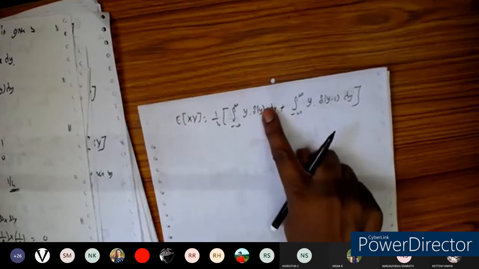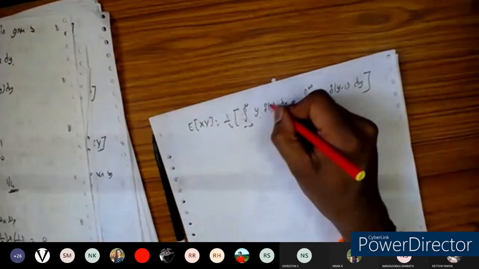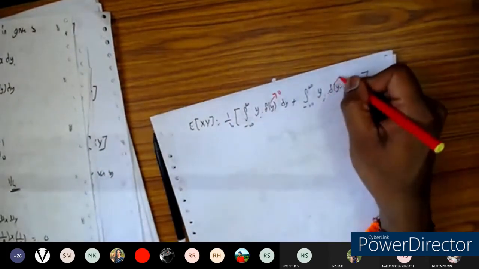Done. The integration of this one is 0 and the integration of this one is 1. So you already know this one. Okay, we already did this one. So this is nothing but 0. The integration of this one is nothing but 1.